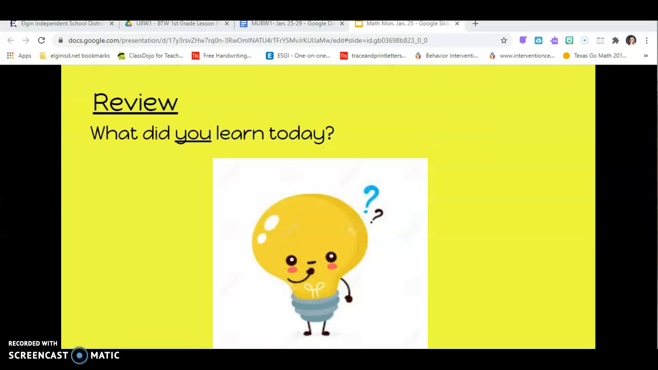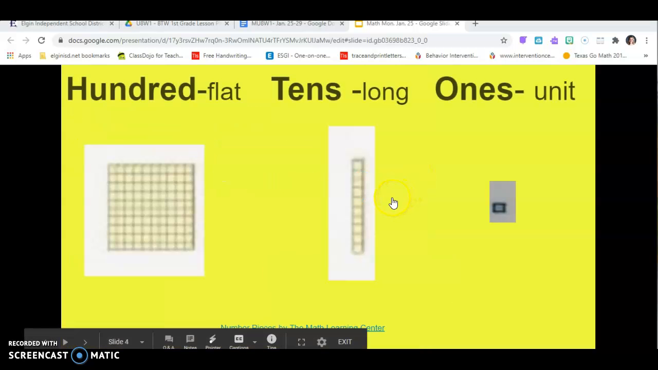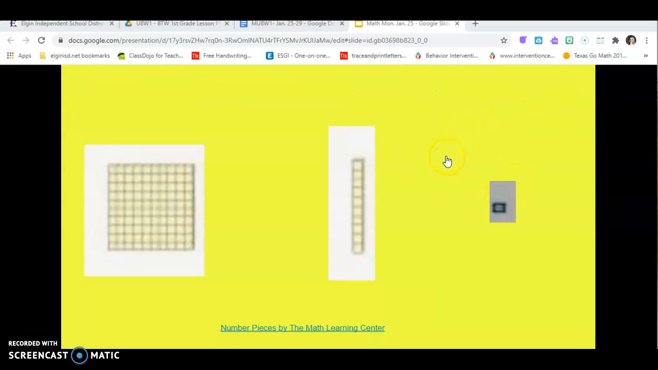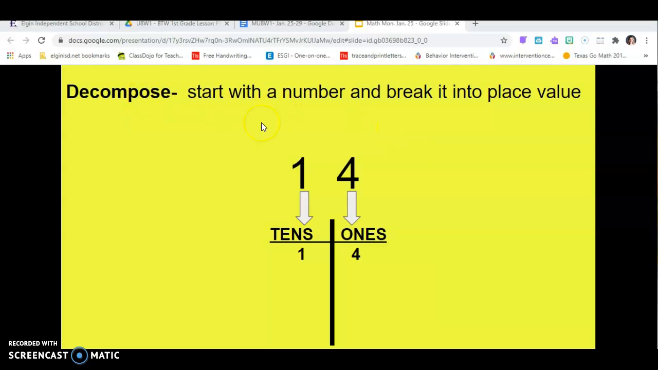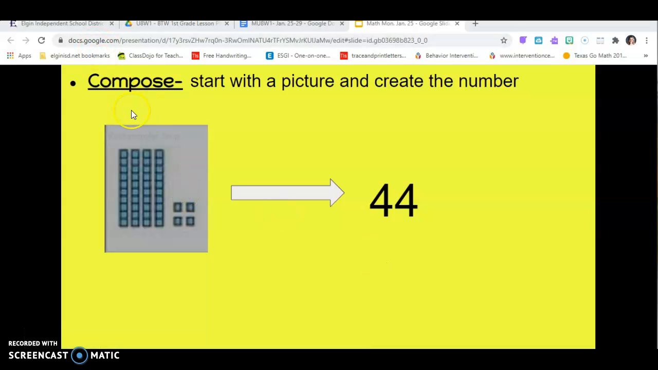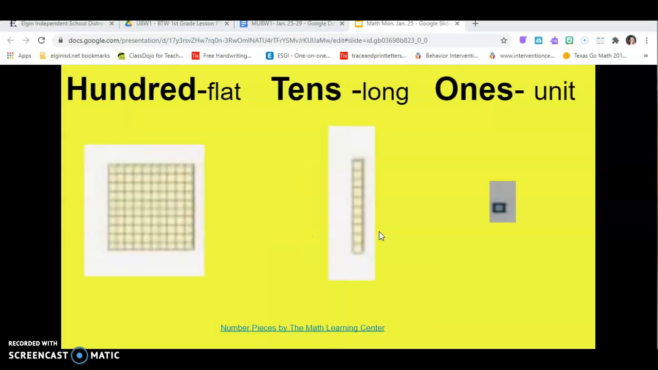So what did you learn today? You learned that a 100 is called a flat, a 10 is called a long, and ones are called units. You learned how to start with a number and put it in the place value. You learned how to start with a picture and it's composed of a number. Start with the picture and then you make the number. We also made the number 102 and 105 using our manipulatives.